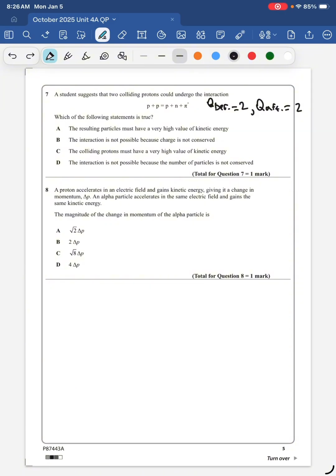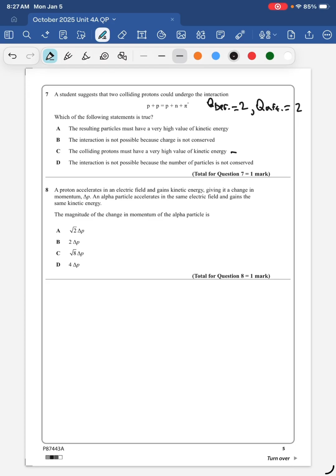C, the colliding protons must have a very high value of kinetic energy. That's a plausible answer, because the two protons and then the proton and the neutron on the right-hand side have about the same mass as two protons, but then we have an extra pion, which means that we needed extra energy to produce that particle, because remember, according to Einstein and observation, energy and mass are equivalent. So we needed some extra energy. So C is a plausible answer.